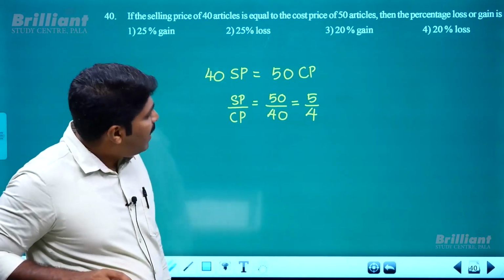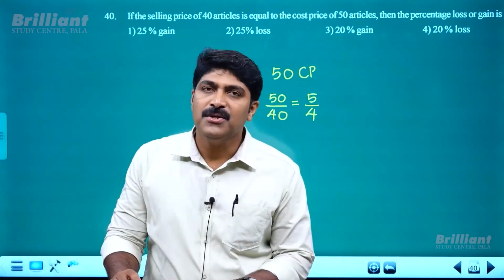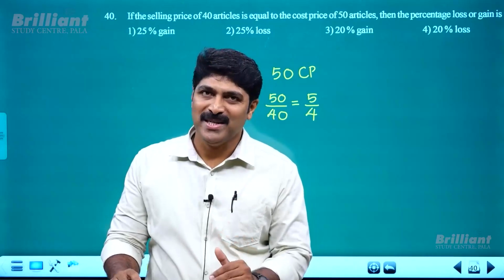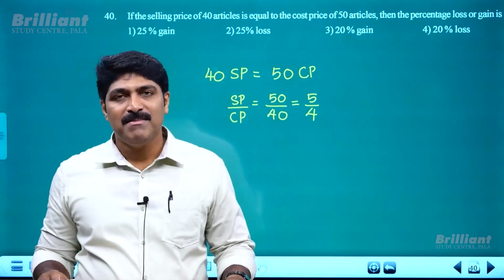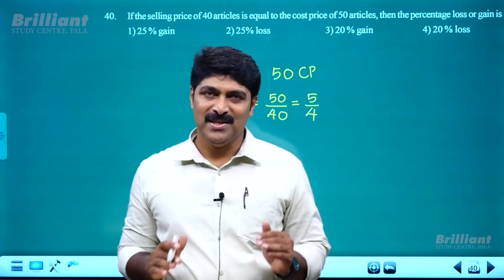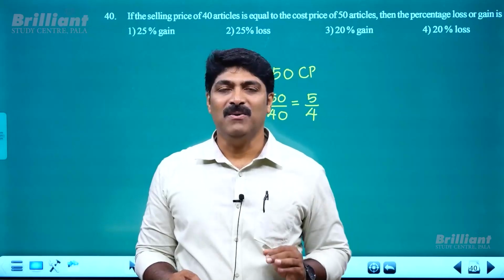And for framing the ratios like this, always keep in mind that it's better to keep the denominator as cost price. Why? We know that whenever we are considering the profit percentage or loss percentage in similar types of operations, cost price is the base of the operation.